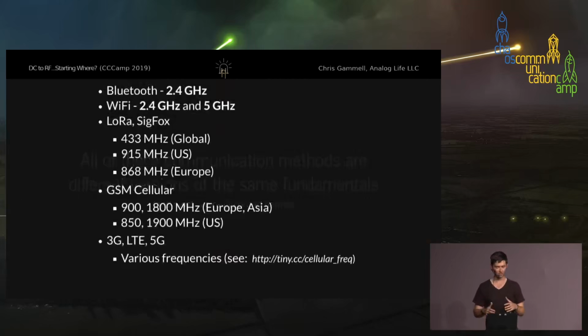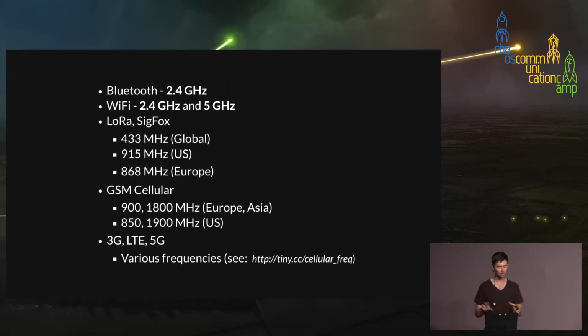Anyways, I wanted to show just some of the frequency ranges we have here. Again, Bluetooth is running at 2.4 gig, Wi-Fi is 2.4 gig and 5. LoRa and Sigfox are kind of low power wide area networks: 433, 915, 868, depending on where you are in the world and what you're using. GSM and cellular have these multiple frequencies here. But the idea is I wanted to show there's a bunch of set frequencies that you might be dealing with.